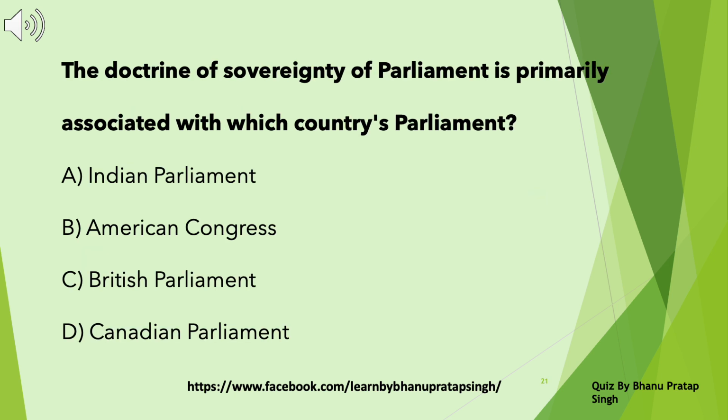The doctrine of sovereignty of Parliament is primarily associated with which country's Parliament? A. Indian Parliament. B. American Congress. C. British Parliament. D. Canadian Parliament. Choose the correct answer. Answer C. British Parliament.